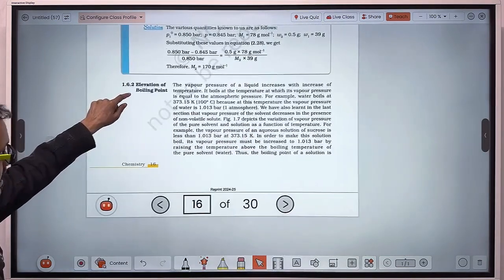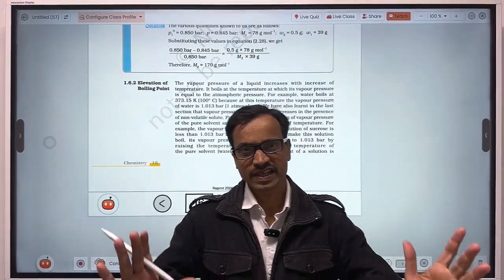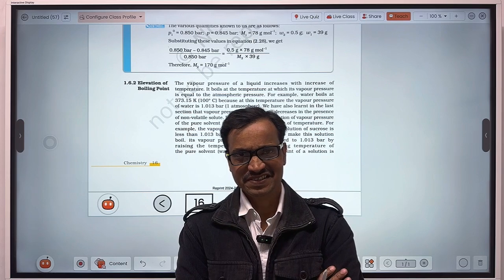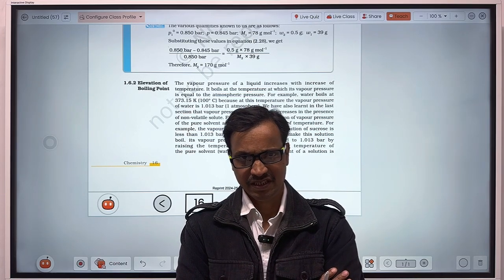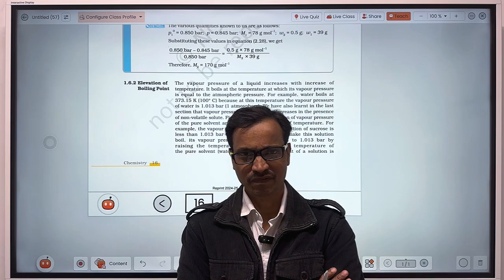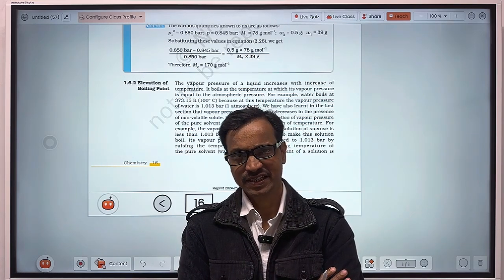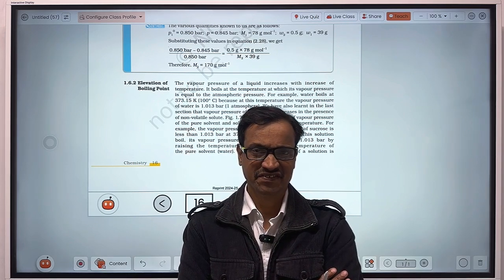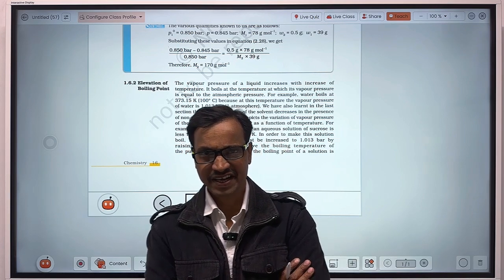Now, the next colligative property is elevation of boiling point. There are 4 colligative properties. One is relative lowering of vapor pressure. Next one is elevation in boiling point. Third one is depression in freezing point. And fourth is osmosis.